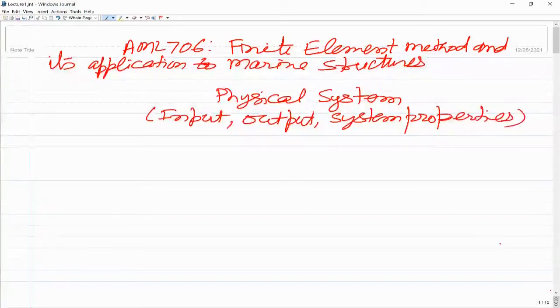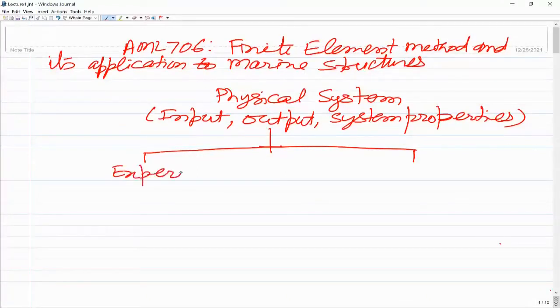Now when you want to study any physical system, this input output relationship, what you can actually do is, one is that if the system is already existing, you can conduct experiments, or if it is a new system you are designing, then you have to build the system, make the prototype and then do the testing. That is one route, and I'm putting that here as experimental techniques.